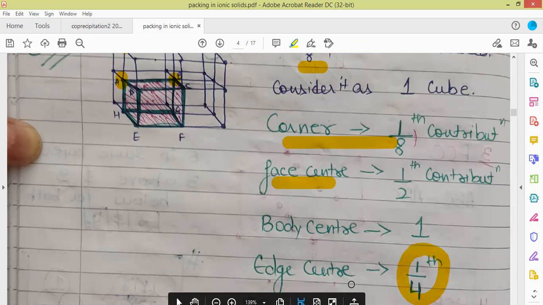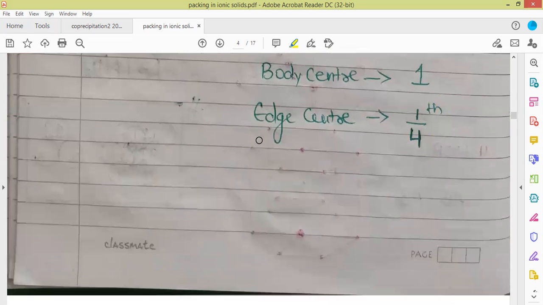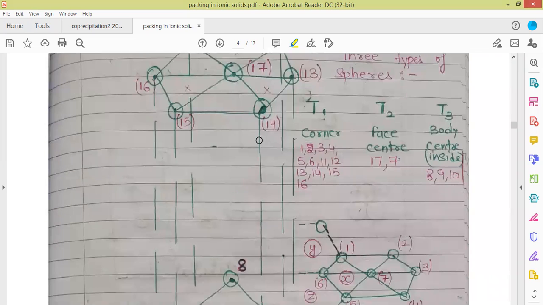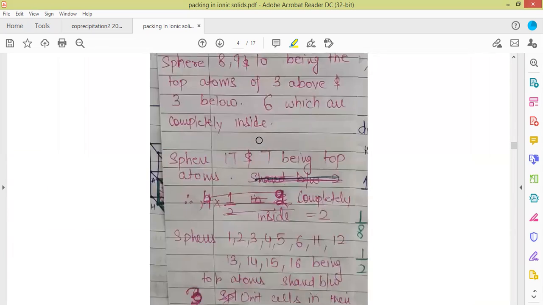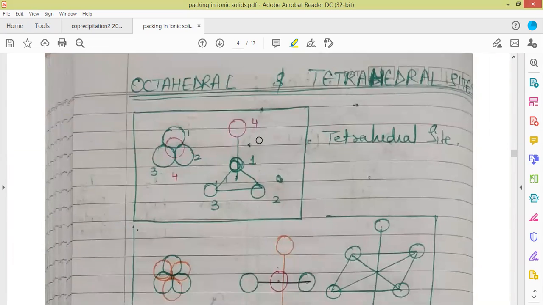So these are the positions which can be occupied by different atoms or different spheres, and these are their contributions to the unit cell. Next we'll be discussing the octahedral and tetrahedral sites for the face centered cubic structure.